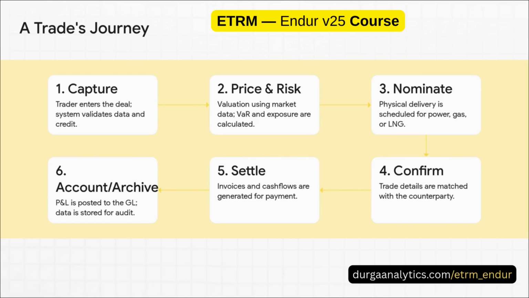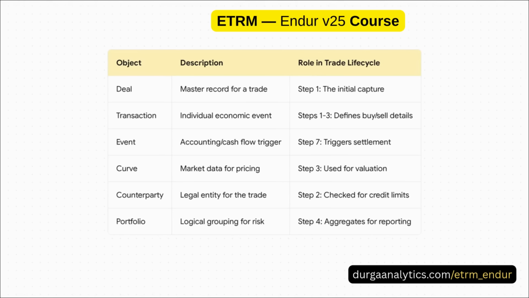maximize efficiency. And every single step in that life cycle is powered by specific data objects within the Endure database. The deal is like the master folder for the trade. It's made up of transactions that define the economics. Market data curves are used for the pricing. The counterparty is checked for credit. And events, well, those are system-generated triggers that kick off all the downstream processes like settlement. For anyone who is implementing, customizing, or supporting Endure, understanding this core data model is absolutely non-negotiable.